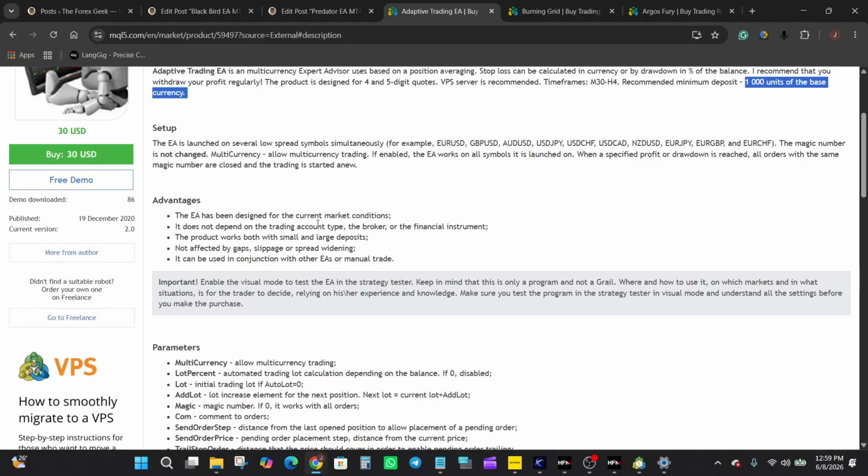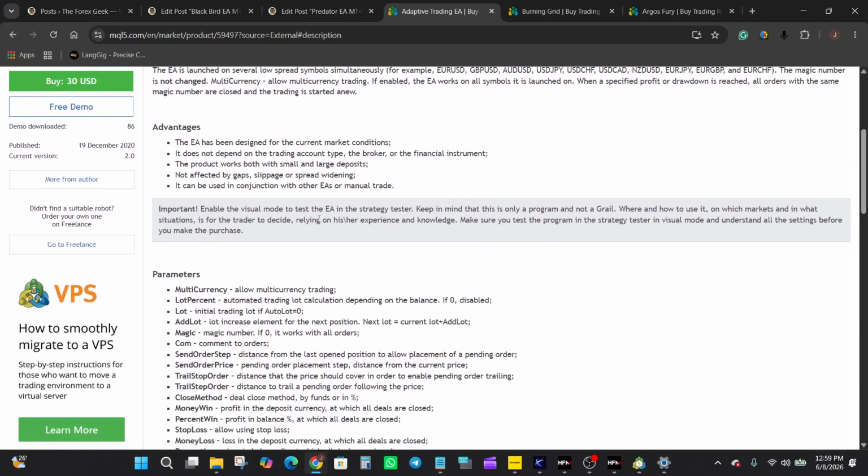In the settings section, there are several risk and money management options available. Traders can choose automatic lot sizing based on account balance or use a fixed lot size. There are also parameters for profit targets, loss limits, pending order management, trailing functionality, and account level controls based on either currency values or percentage-based performance.